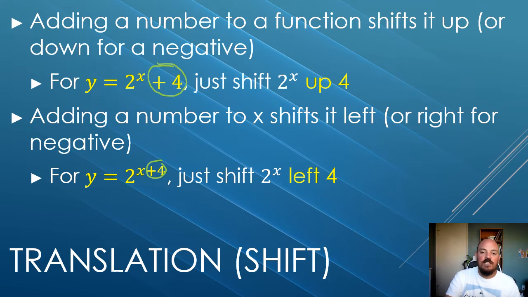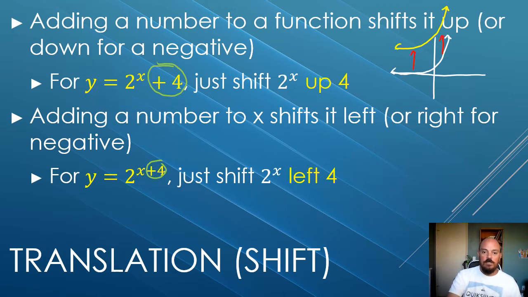So let me show you a quick sketch of what this looks like. Let's say, for example, that this graph right here was 2 to the x. If I asked you to graph 2 to the x plus 4, all I'm going to do is take that graph and shift it up 4 spots, and I'm going to draw it up here instead. See how I just took the graph and shifted it up 4 spots?